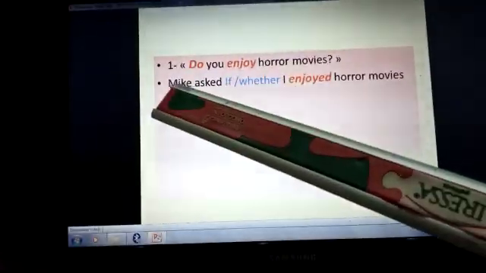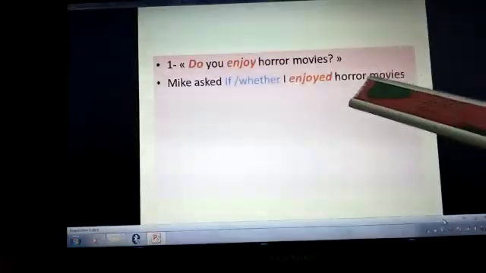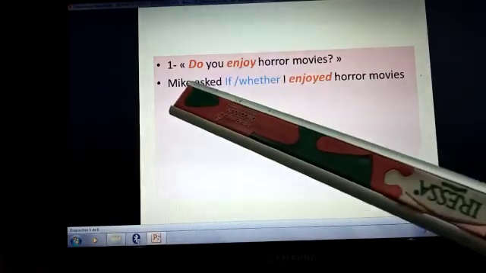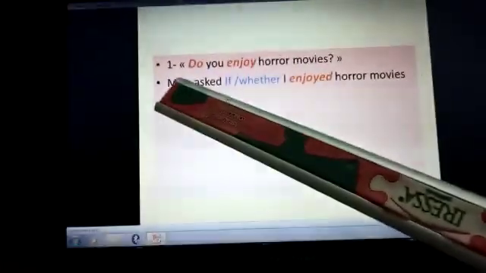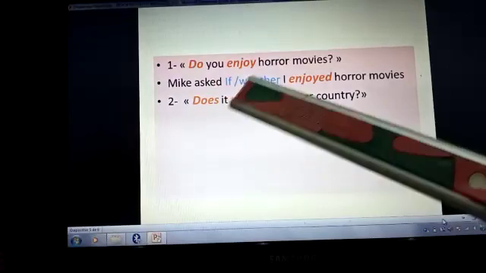Look at this sentence here. We say, do you enjoy horror movies? Mike asked if or whether the past of enjoy is enjoyed horror movies. Here it's preferable to use if because it's very easy. So do shows that the verb is in the present, so we change present into the past. We say Mike asked if because it's yes no question. For WH question we repeat the WH question. We say asked where, when, what. For yes no question we say asked if or asked whether.